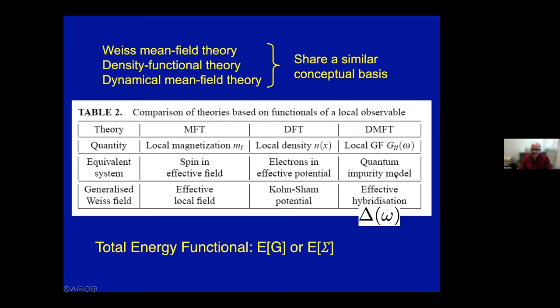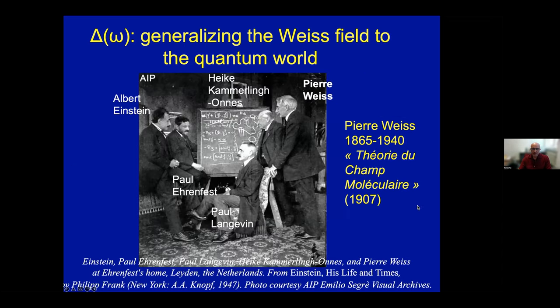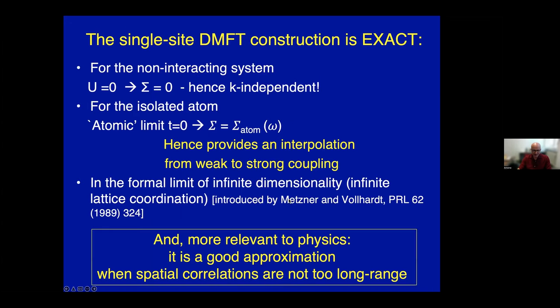But in DMFT, the reference system is an interacting system. It's a many-body atom in a bath. And the dynamical mean field delta is really the analogous object as the Weiss field in mean field theory, promoted to something which is a function of energy, hence the name, the letter D in dynamical mean field, or if you want, the analogous thing as the Kohn-Sham potential in DFT. By the way, this is a famous picture from a Solvay meeting that shows you Pierre Weiss with a bunch of other famous people.